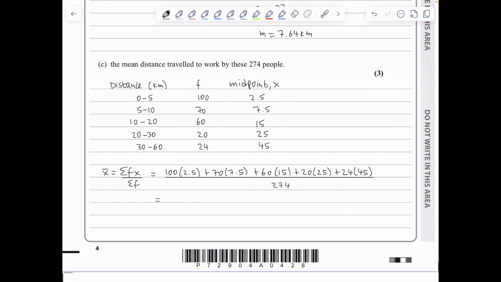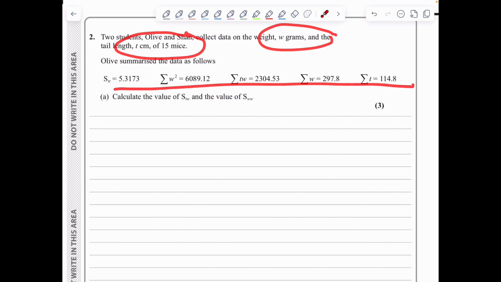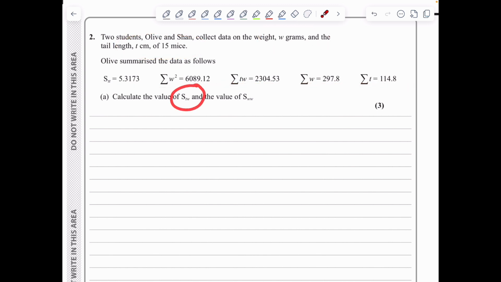Well, this gives an answer of 11.9 kilometers. In question 2, we've got data on the weight W grams and the tail length T centimeters of 15 mice. We've got some summary statistics here, and we need to calculate STW and SWW.